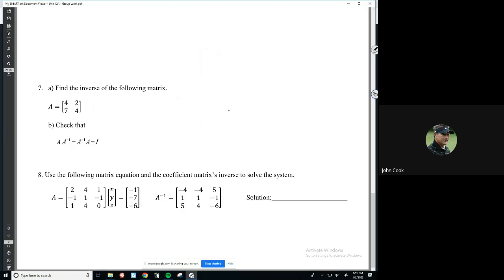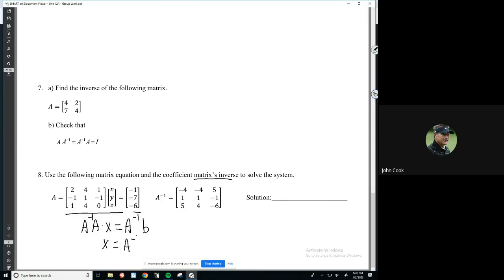And this is pretty easy. You use the following matrix equation, and the coefficient matrix's inverse. So they give you the inverse to solve the system. So watch how easy this is. So this is basically like saying that A times X is equal to some value B, right? So if I multiply by the inverse on this side, and I multiply by the inverse on the left-hand side of B, then this just turns into the identity matrix, which is essentially like a 1.